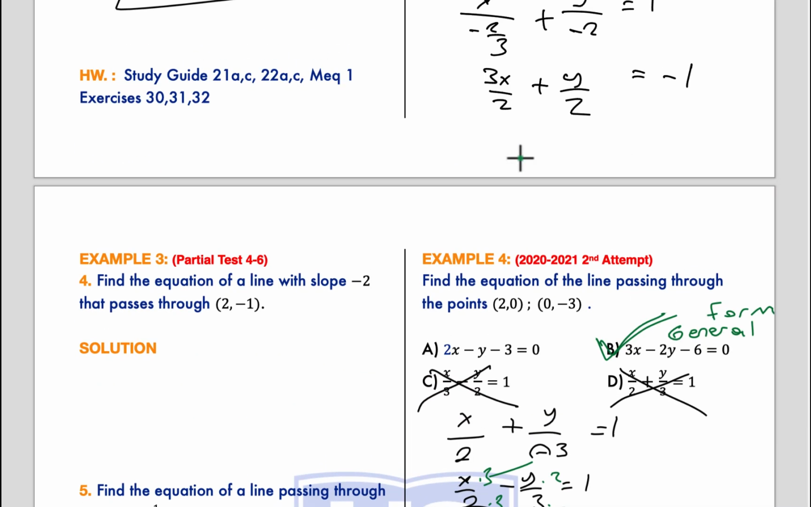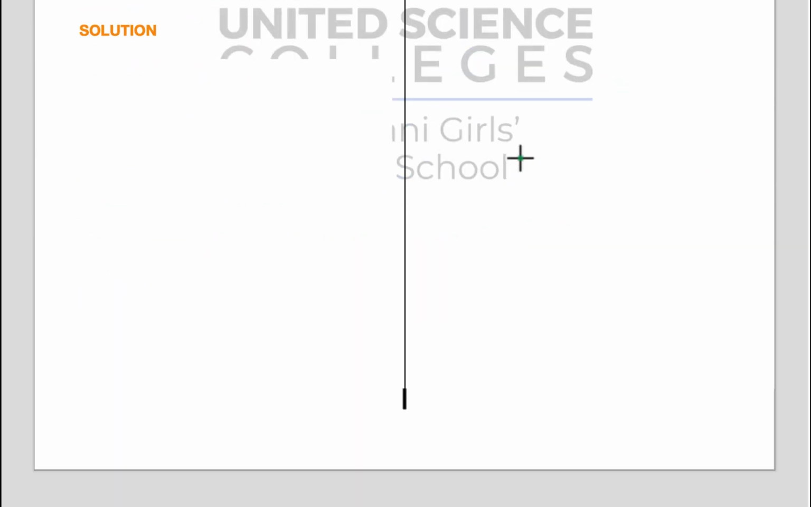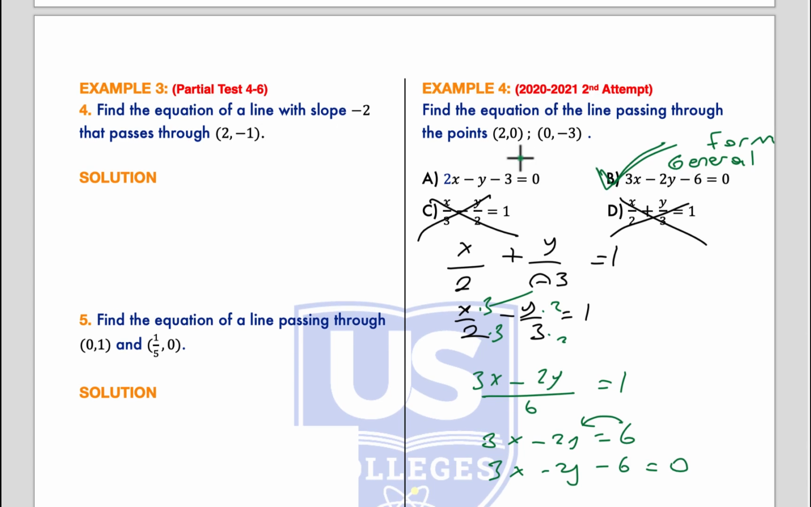Last question. Partial test 4, 5, 6. There are 3 questions here. And in the last question, the question will combine 4 and 5.